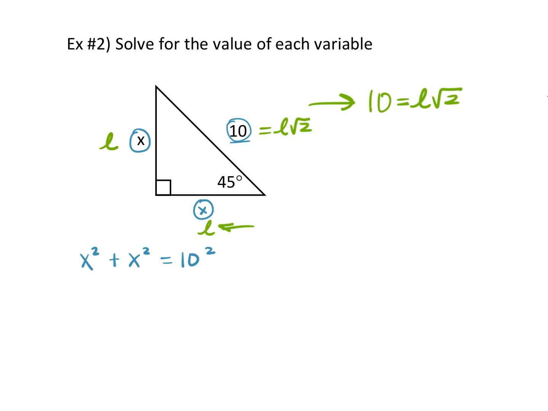Add, subtract, multiply, divide. You divide by what? Rad 2, okay? So if you divide by rad 2 on both sides, then that one goes away. That's 1. So right now, it says L equals 10 divided by rad 2. But you're not allowed to leave a radical in the denominator. So here's where it gets a little fancier.